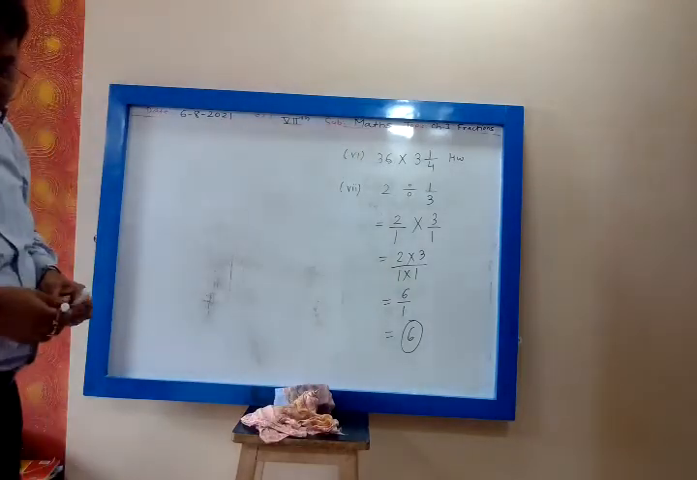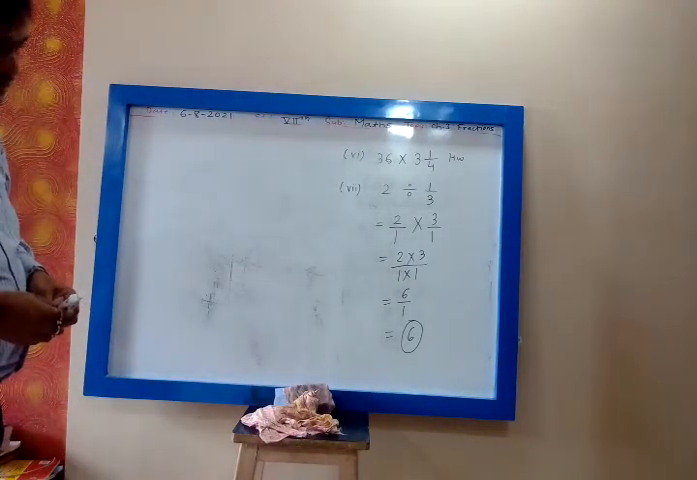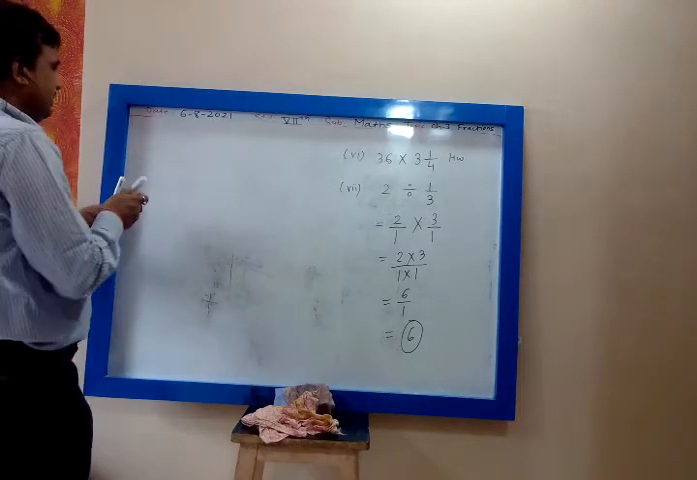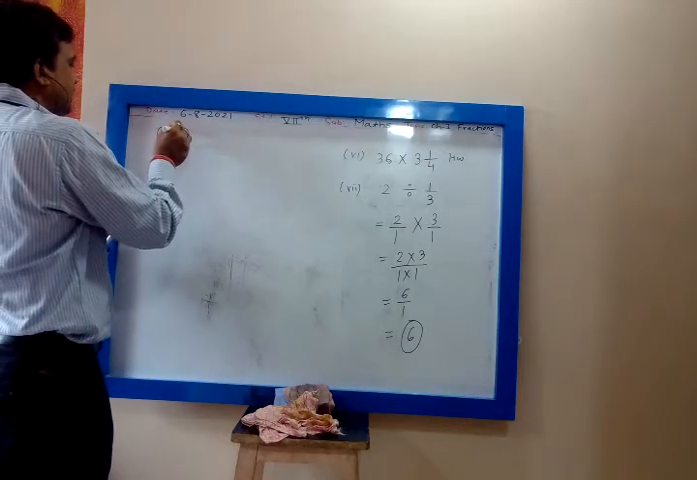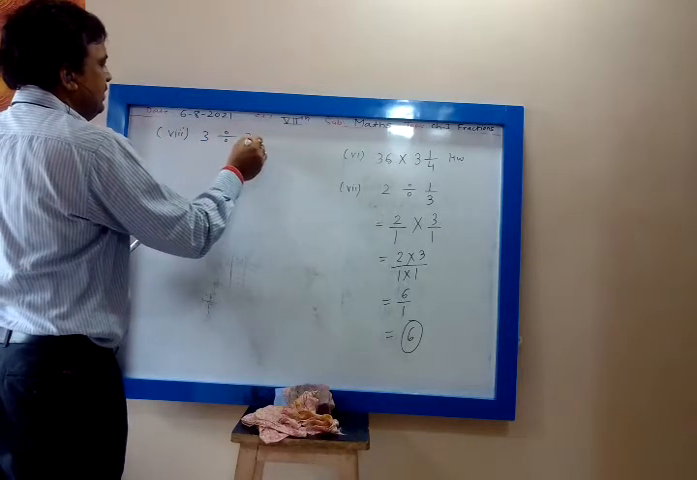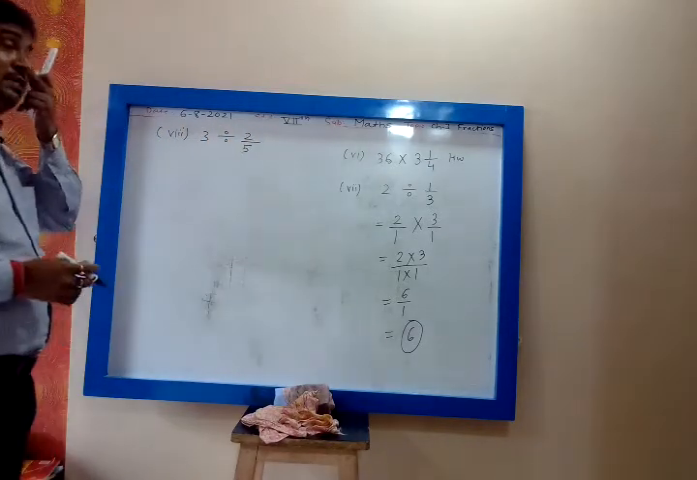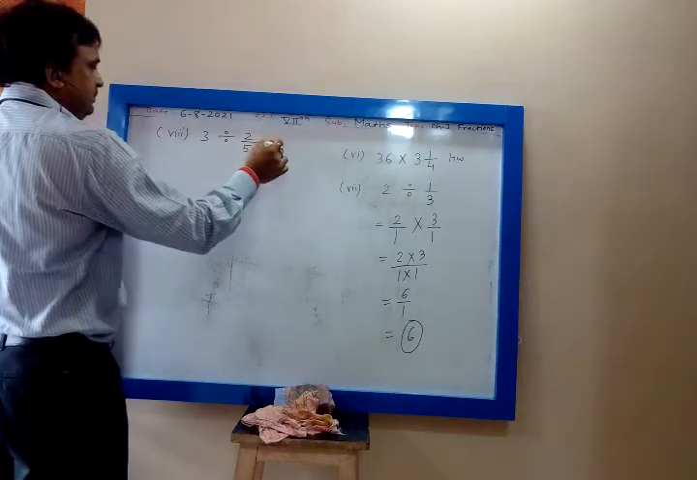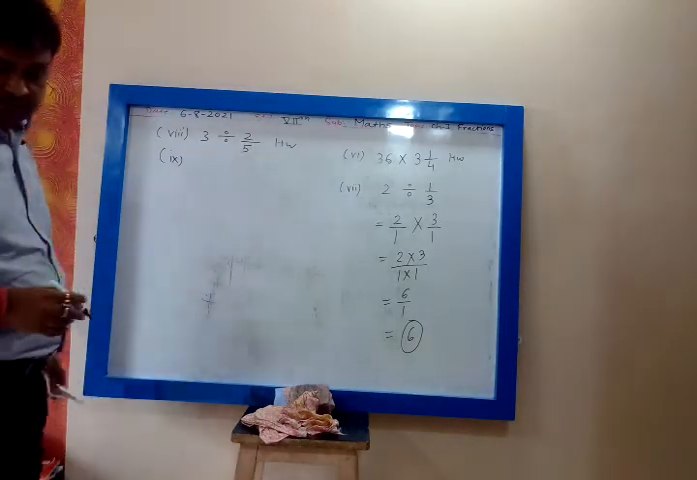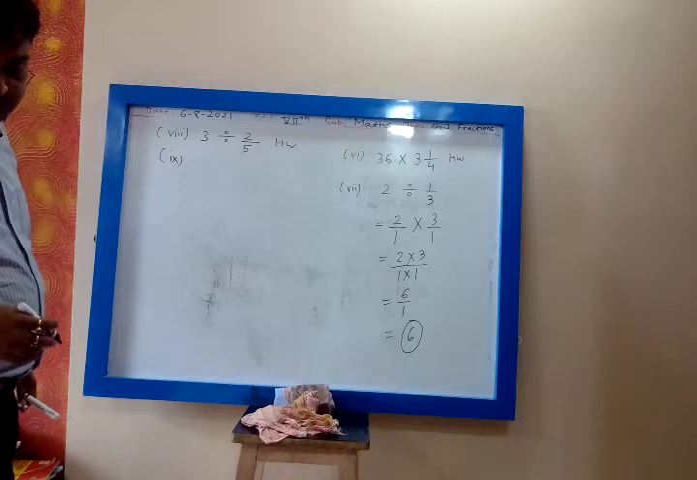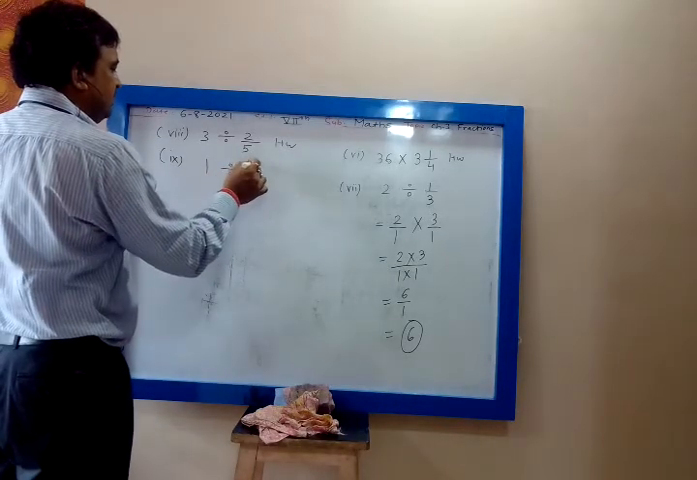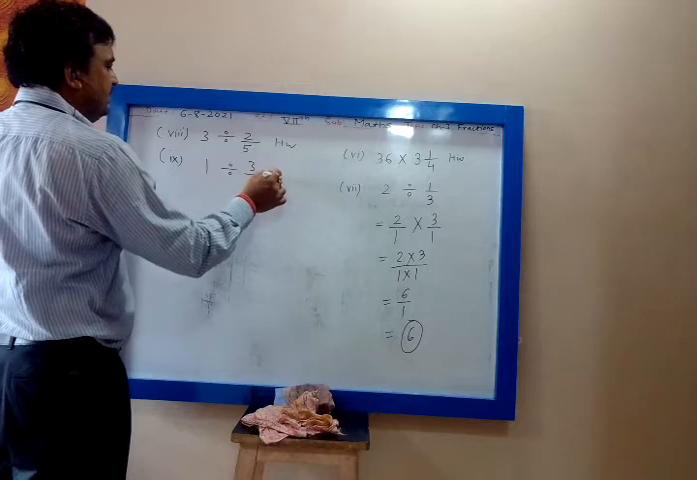Now the next one is the eighth one: 3 divided by 2 by 5. So 3 we will write as 3 upon 1 multiplied by 5 by 2. That is homework. Then the ninth one: 1 divided by 3 by 5, which becomes 1 multiplied by 5 by 3. Okay? Homework.